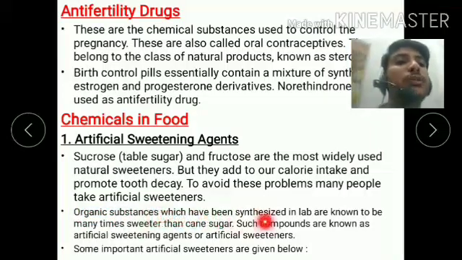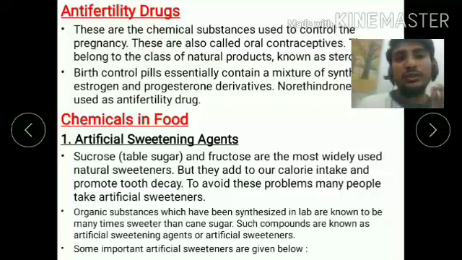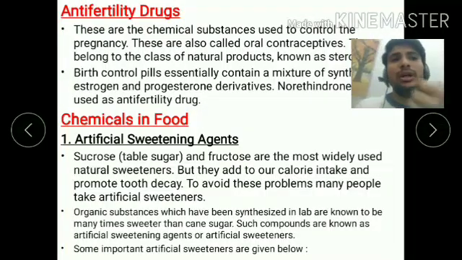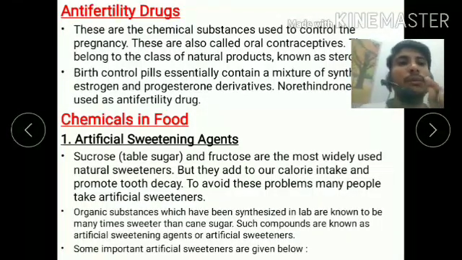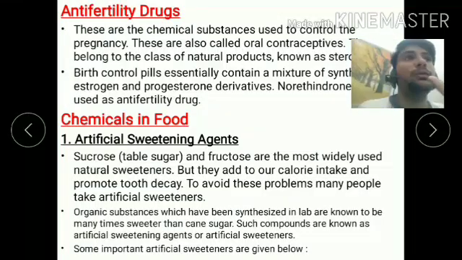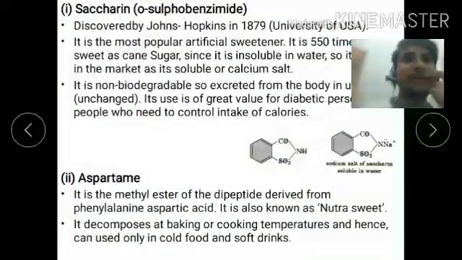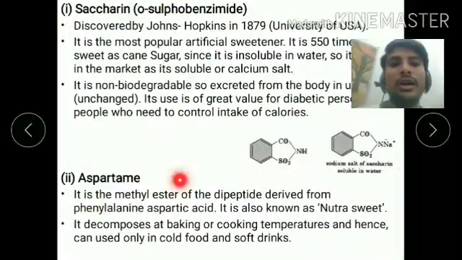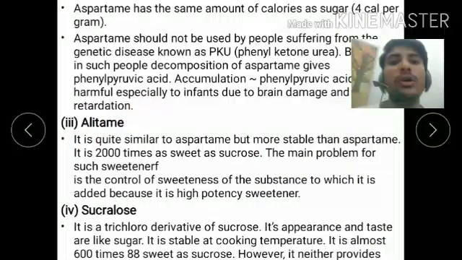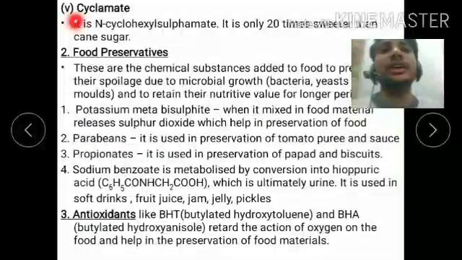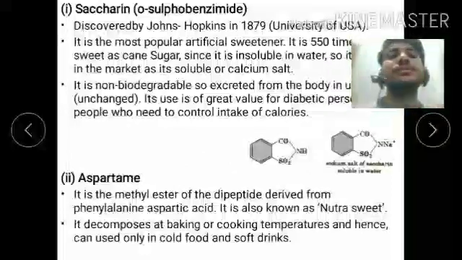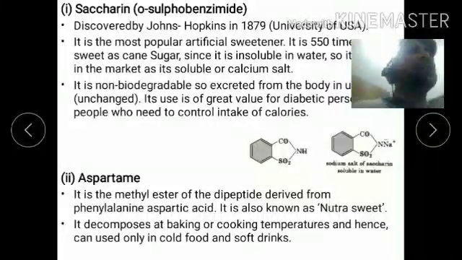Organic substances which have been synthesized in the lab are known to be many times sweeter than sugar cane. Such compounds are known as artificial sweeteners. These artificial sweeteners are more sweetening than natural sweeteners. Some important examples: there are five common artificial sweeteners. The first is saccharin, second is aspartame, third is alitame, fourth is sucralose, and fifth is cyclamate. Okay, these are the five artificial sweeteners.